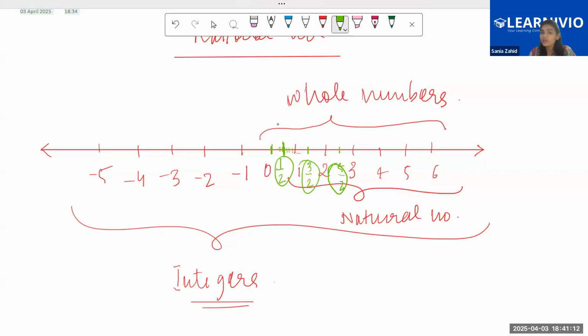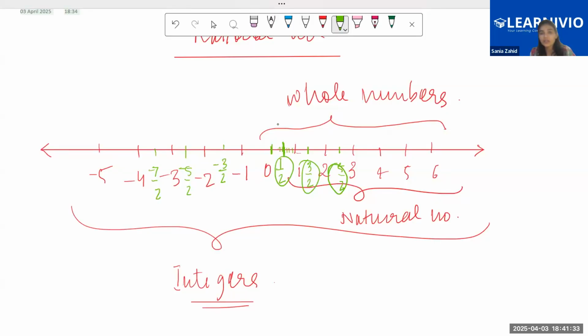Now, if I talk about the numbers towards the left hand side, between -1 and -2, I'm going to have -3 by 2. Between -2 and -3, I'm going to have -5 by 2. Then I'm going to have -7 by 2, -9 by 2, -11 by 2, and so on. Right. So, what is the position of rational numbers?